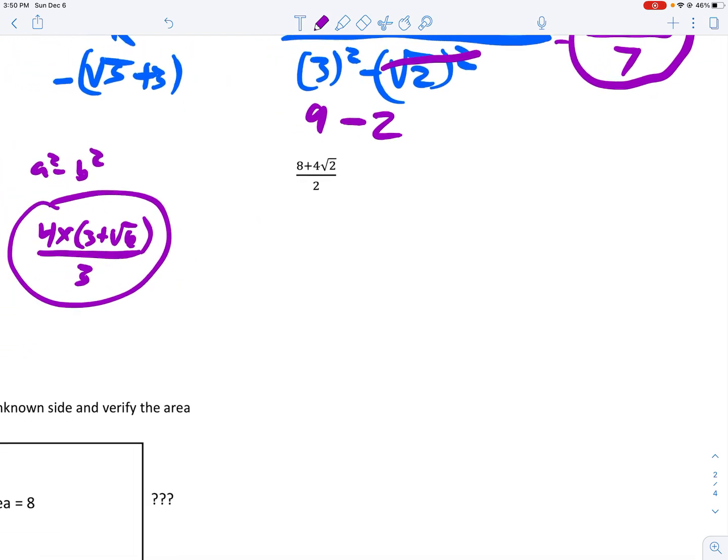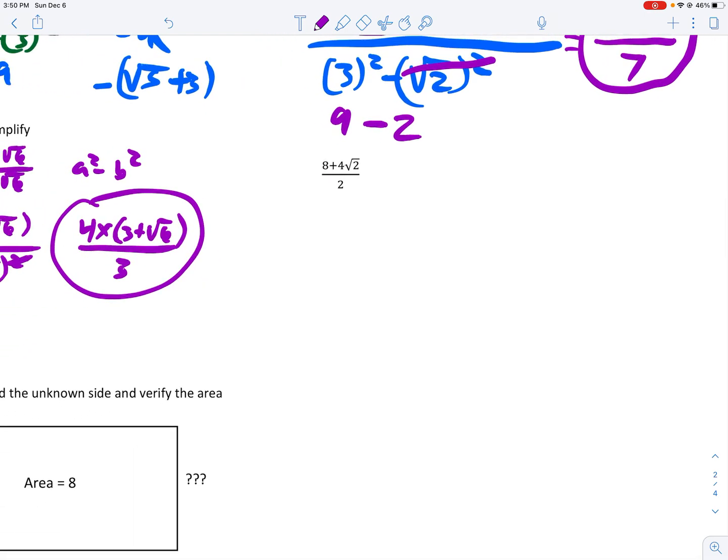But to simplify this, we can split this up. Right? 8 over 2 plus 4 root 2 over 2. So 2 goes into 8 4 times. 2 goes into 4 2 times. So it's 4 plus 2 root 2. So that is the way we could split it up.